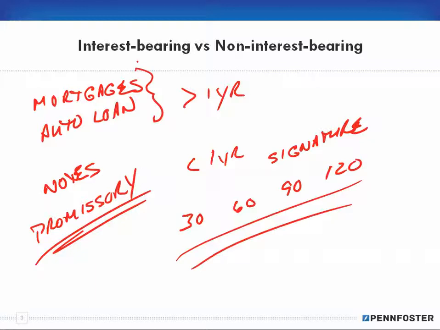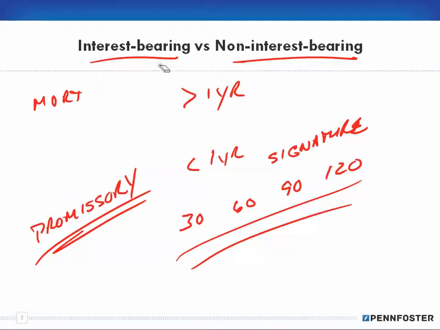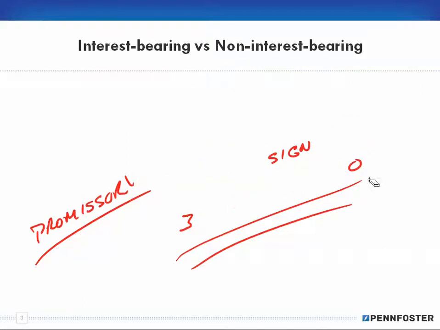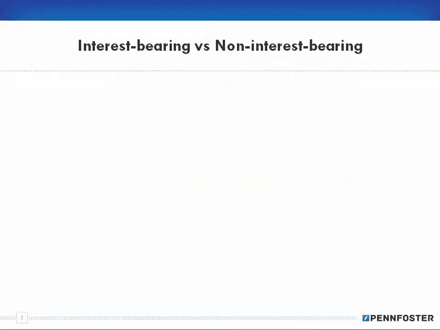Now, they come in two types: interest-bearing and non-interest-bearing. Interest-bearing means that you promise to pay back a certain amount at a specific interest rate. Okay, so let me erase this. If I say I want to borrow, say, $1,000 for 90 days at, let's say, 6% interest, that's an interest-bearing note. And we've seen how we do that with simple interest in the previous chapter, okay?